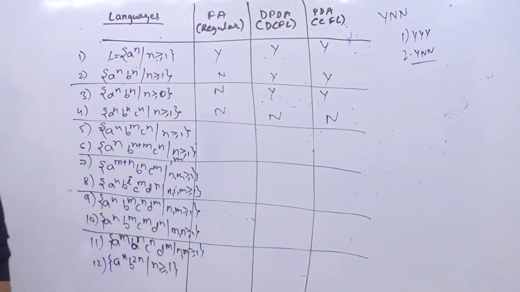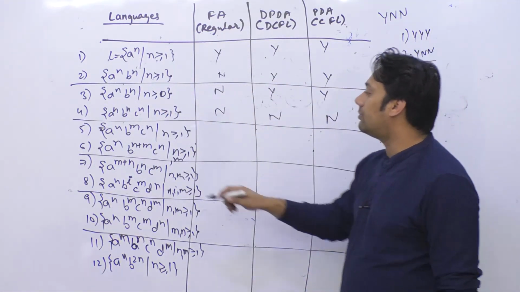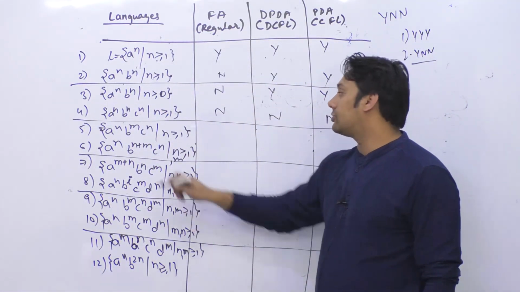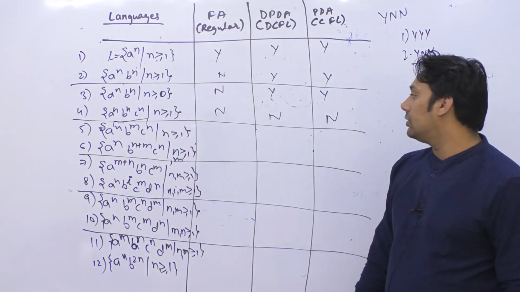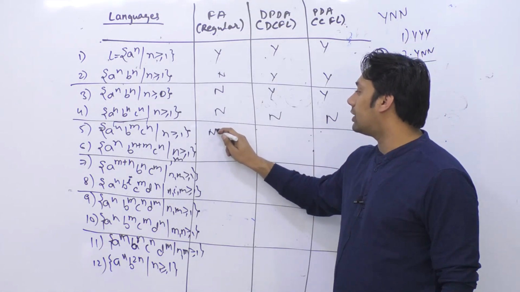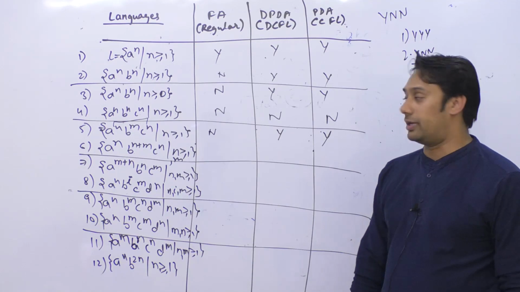Okay. So for the fifth case here, for this language, which is a raised to power n, b raised to power m, c raised to power n, basically we have to compare a with c, we do not have to do anything with b. So in this case you cannot make a finite automata, but yes, you can make a deterministic pushdown automata, and you can also make a pushdown automata.